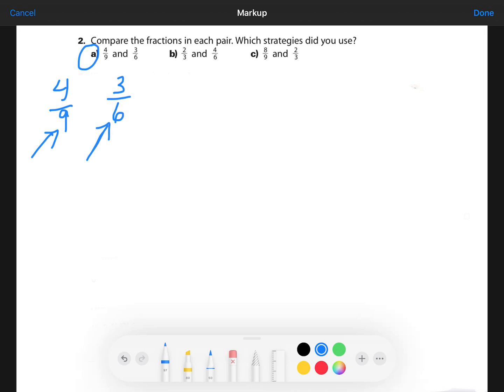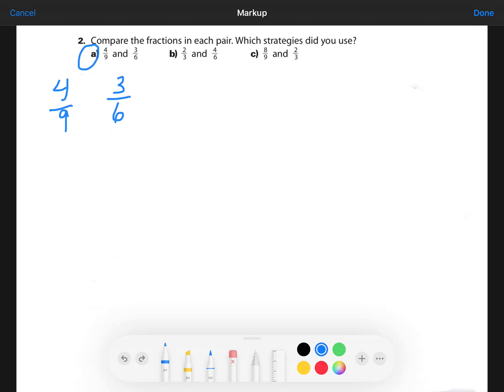I can't say that 4/9 is bigger because the denominator, 4, is bigger than 3, because we're comparing two different things. 4/9 is a particular amount between 0 and 1 that is very different from 6ths between 0 and 1. So we just can't use the numerator to compare those.